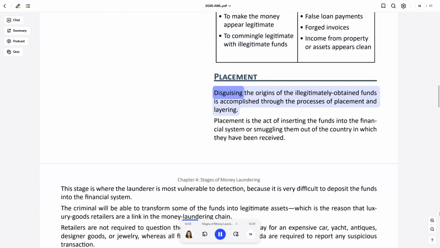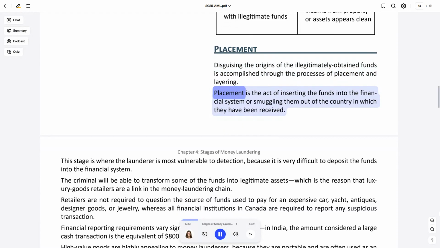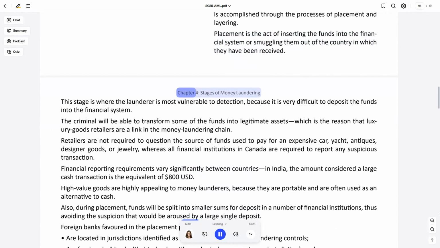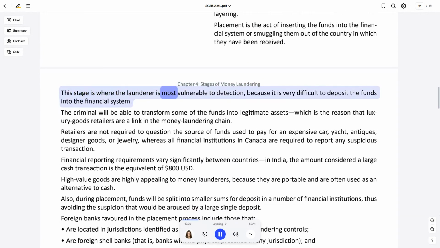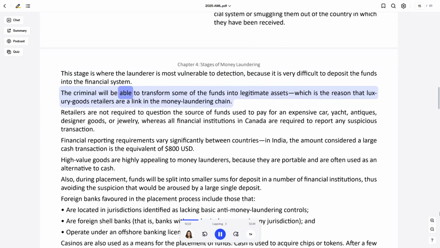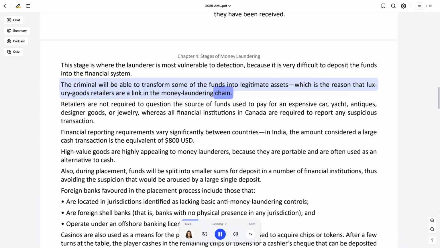Placement. Disguising the origins of the illegitimately obtained funds is accomplished through the processes of placement and layering. Placement is the act of inserting the funds into the financial system or smuggling them out of the country in which they have been received. Chapter 4. Stages of money laundering. This stage is where the launderer is most vulnerable to detection because it is very difficult to deposit the funds into the financial system. The criminal will be able to transform some of the funds into legitimate assets, which is the reason that luxury goods retailers are a link in the money laundering chain.